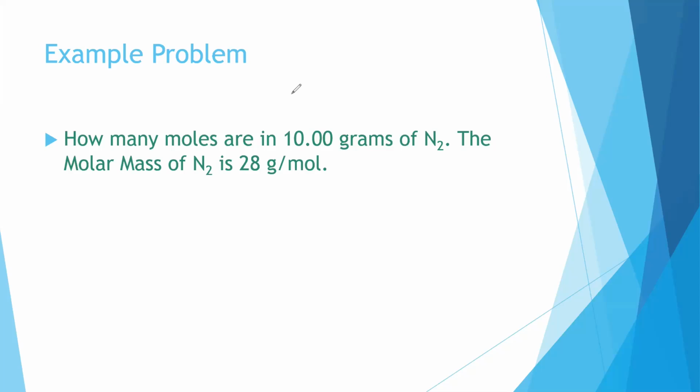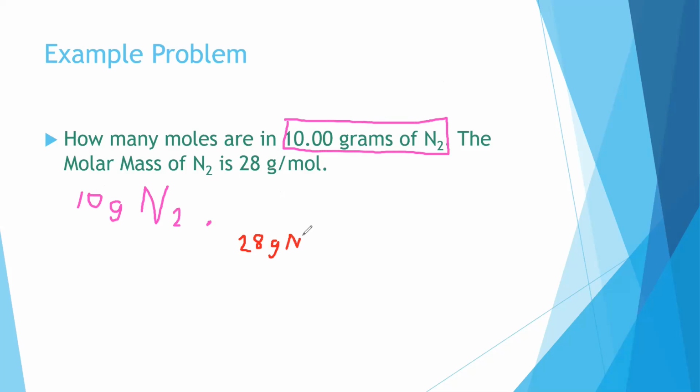So what do we have? The only thing that we have right now is 10 grams. So we need to start with what we have: 10 grams of N2. And now remember, molar mass is the key to our conversion. So we know it's 28 grams per mole, but we want the grams to be on the bottom so it cancels out. So we have 28 grams of N2 over 1 mole of N2.